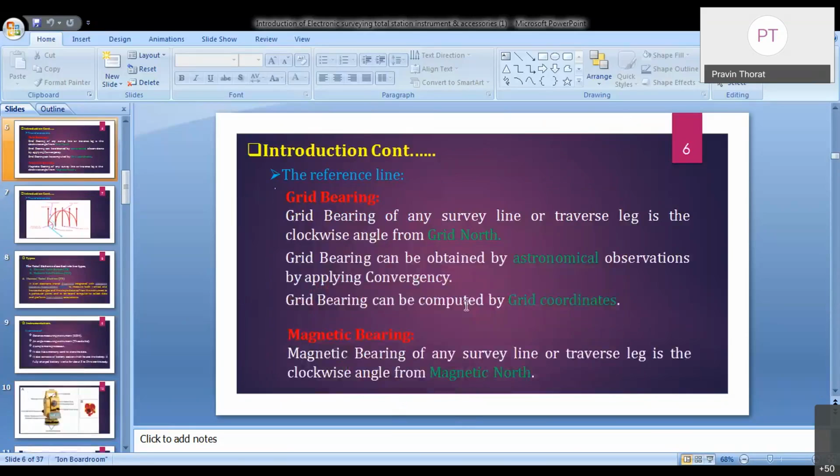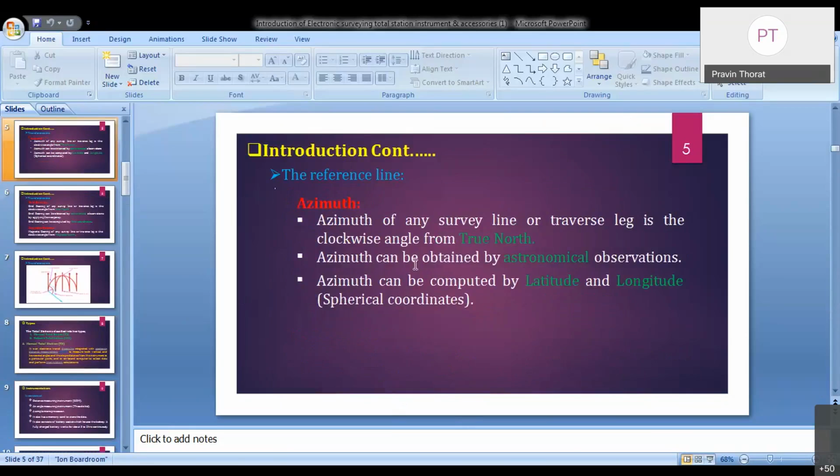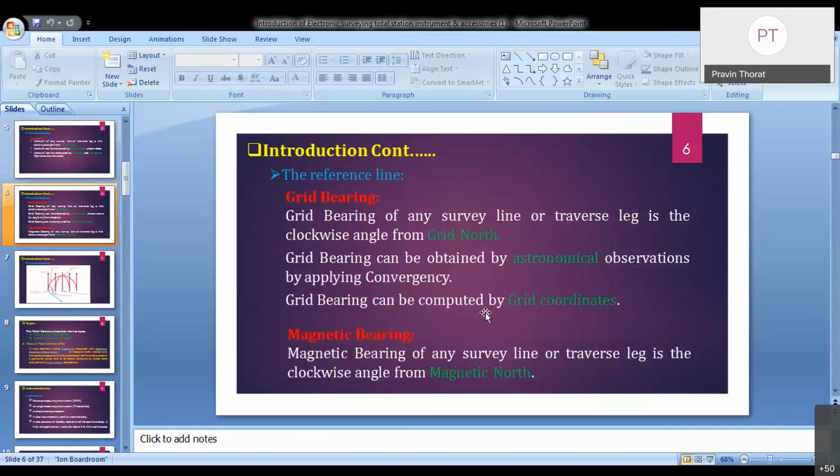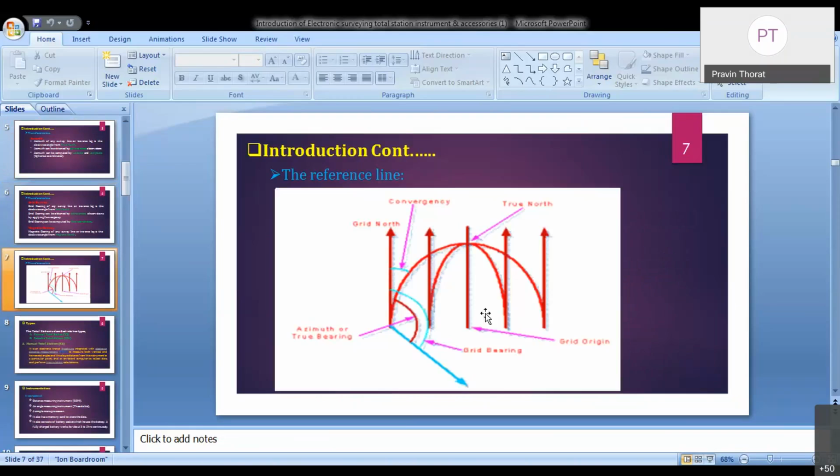In this we have already said, azimuth of any survey line or a traverse leg is the clockwise angle from the true north. It can be calculated by astronomical observations. Any other question?